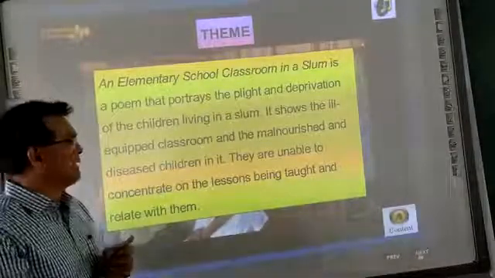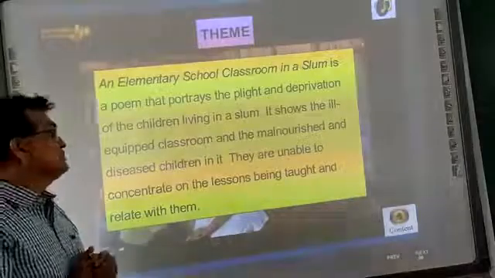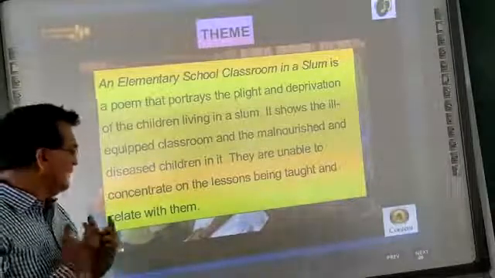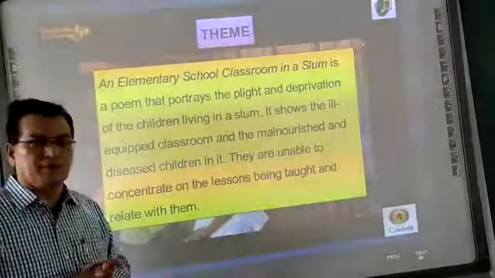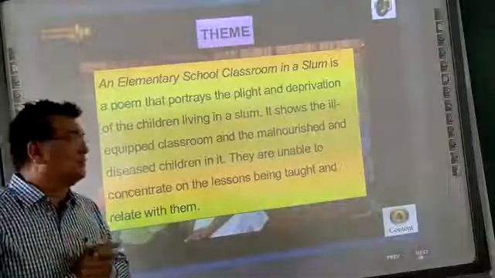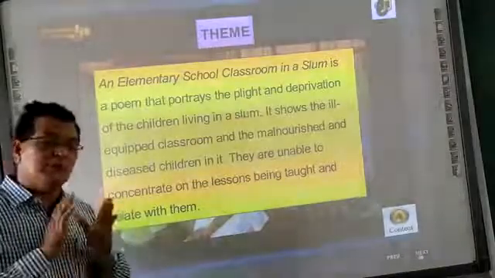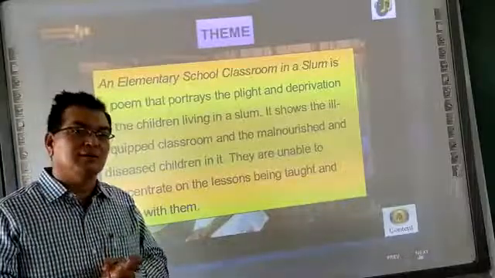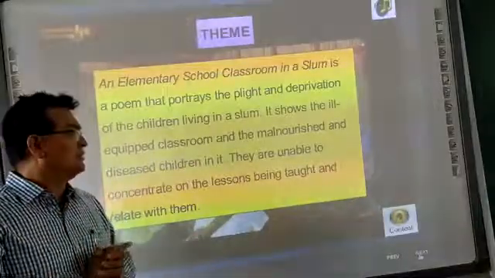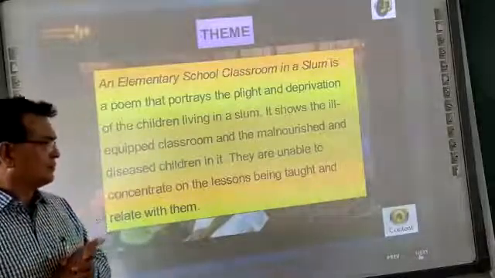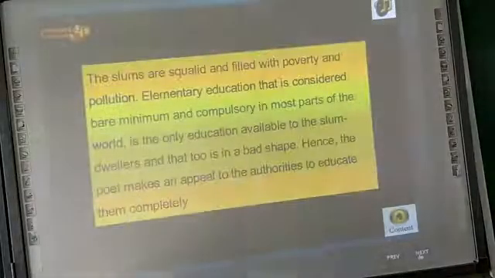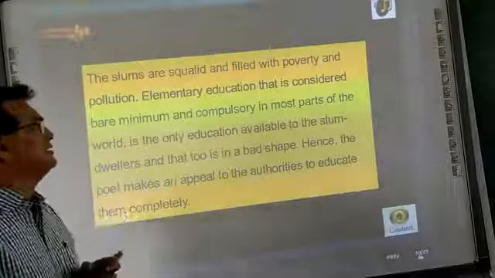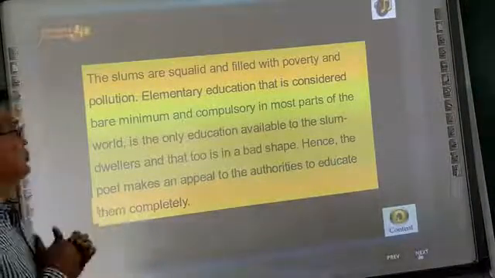It shows the ill-equipped classroom, malnourished and diseased children in that classroom. They are unable to concentrate on the lessons being taught and relate to them. What is very important for them is survival. What is very important for them is to get a meal for their survival. The slums are squalid, dirty, and filled with poverty and pollution.